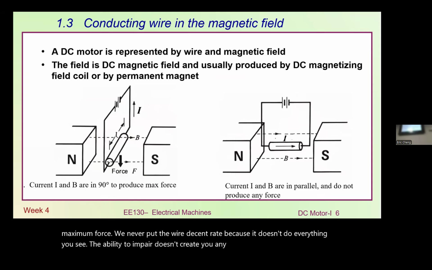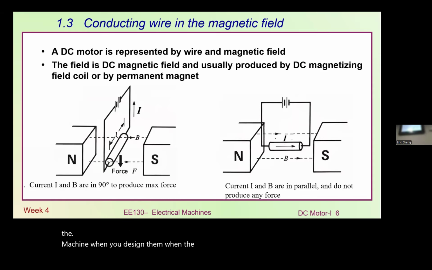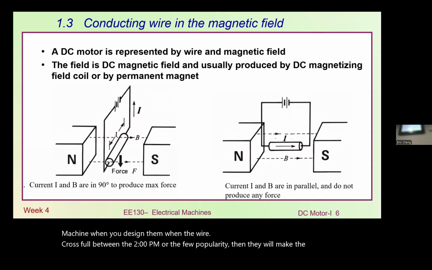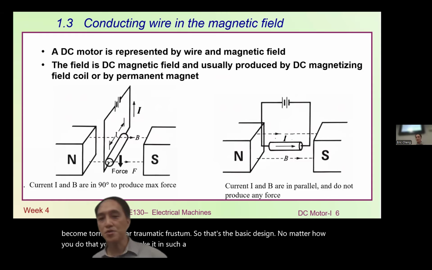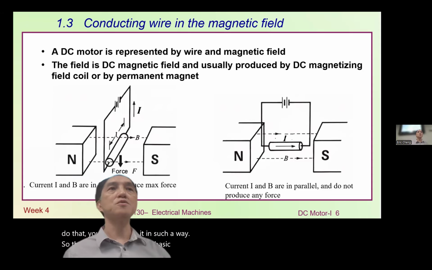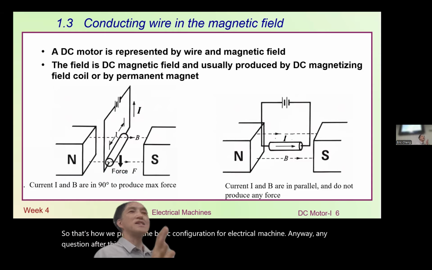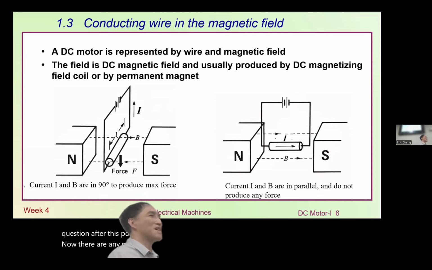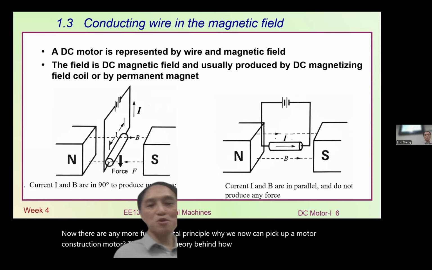That's why in all machines, when they design them and the wire passes between the two magnet poles or field polarity, they make the wire perpendicular to the magnetic flux. That's the basic design. No matter how you do it, you try to make it this way. That's how we build up the basic configuration for electrical machines. Any question up to this point? Now, do you have any more fundamental principle why we can construct a motor? That's the basic theory behind how we can construct a DC motor.